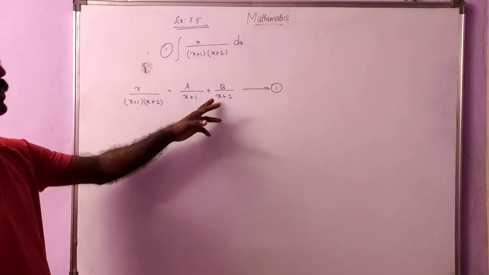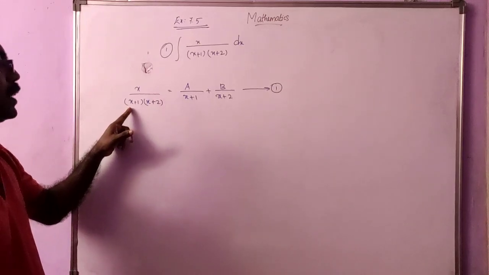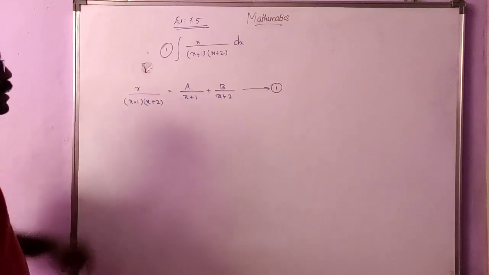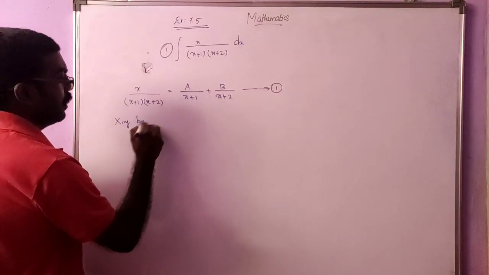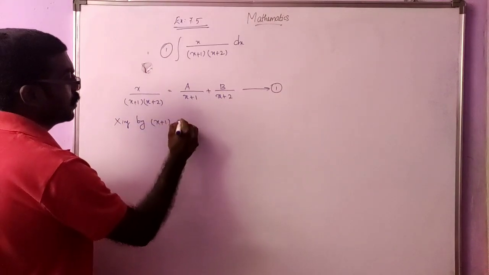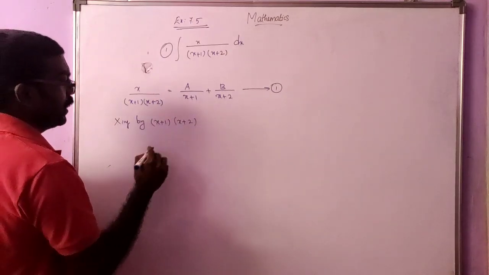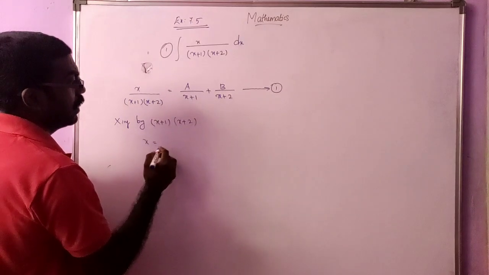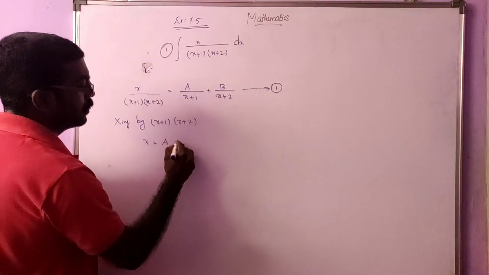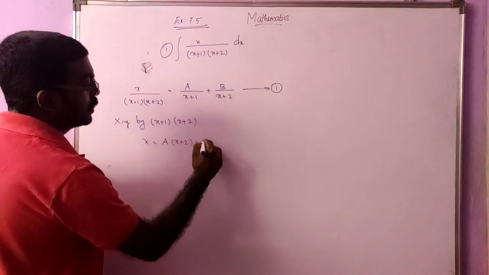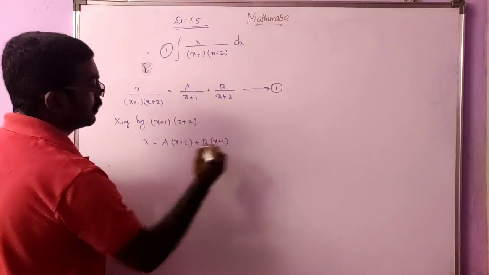Now we can take the LCM on the RHS part, or we can multiply throughout by the denominator of the LHS part. Here it is x plus 1 into x plus 2. So multiplying by x plus 1 into x plus 2. Here x plus 1 and x plus 2 cancel, we get x. x is equal to a into, here x plus 1 gets cancelled, we get x plus 2. Then plus b into, here x plus 2 cancels, we get x plus 1.